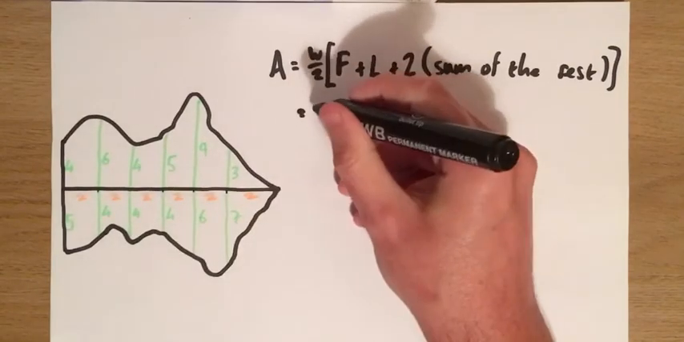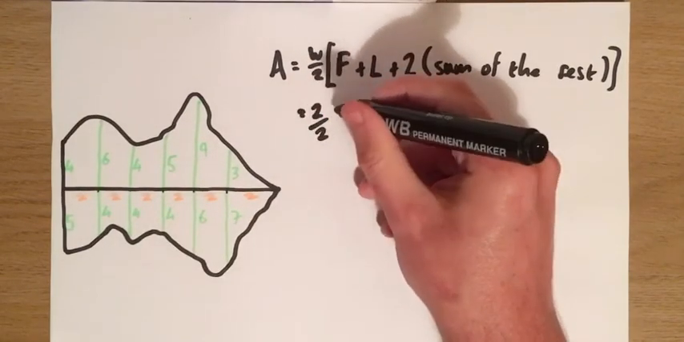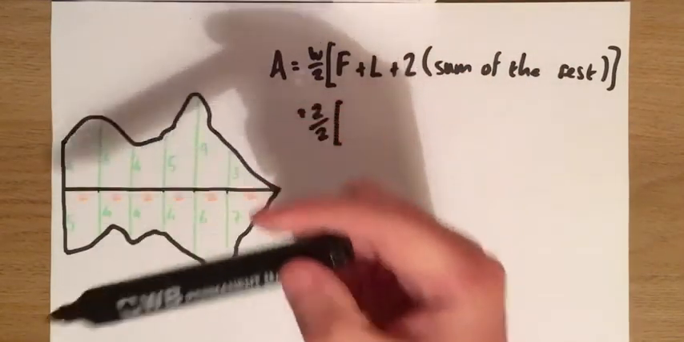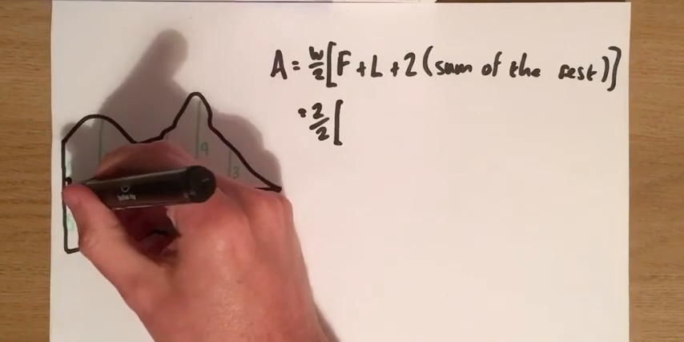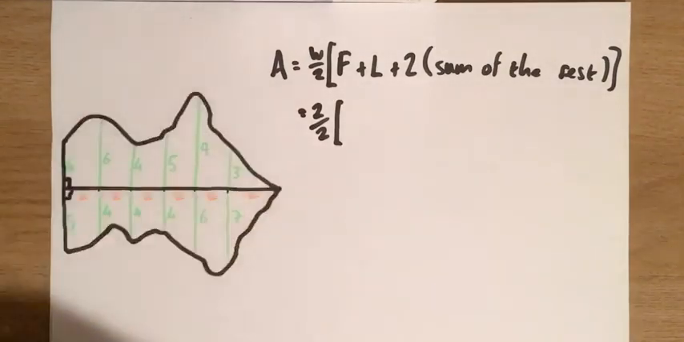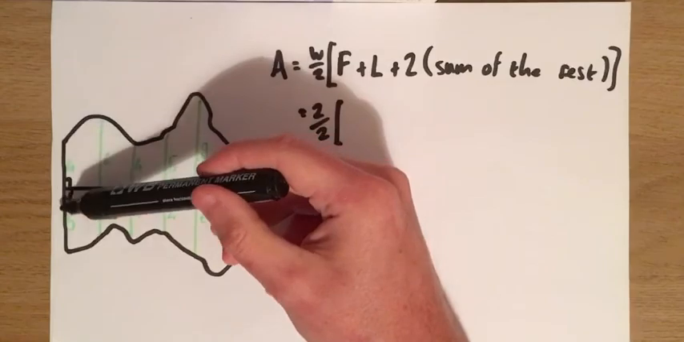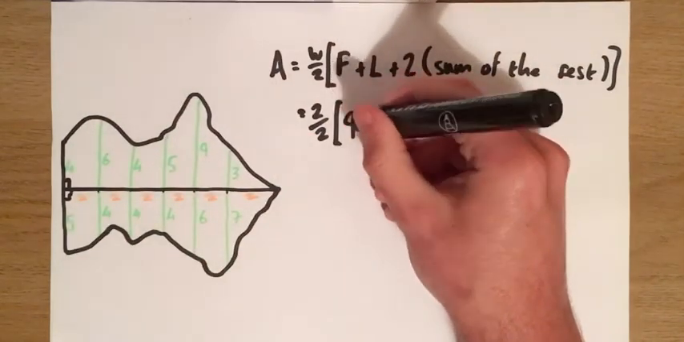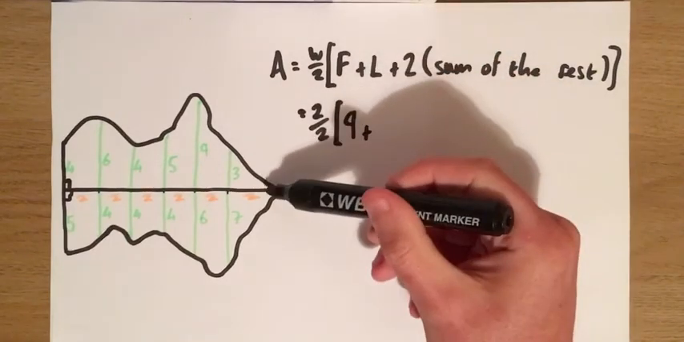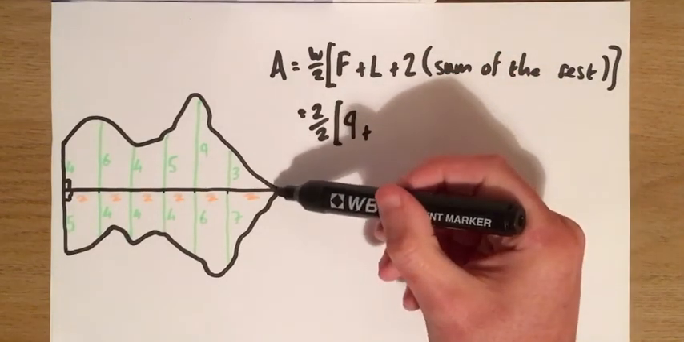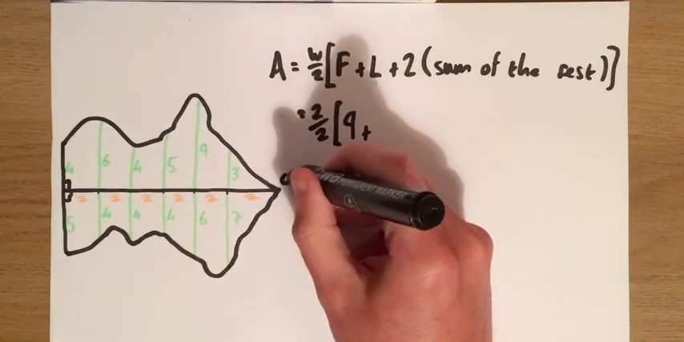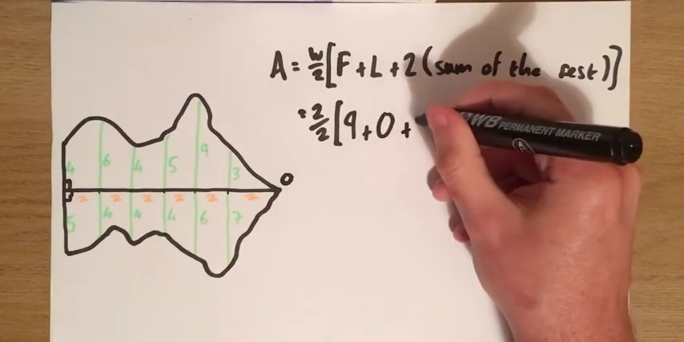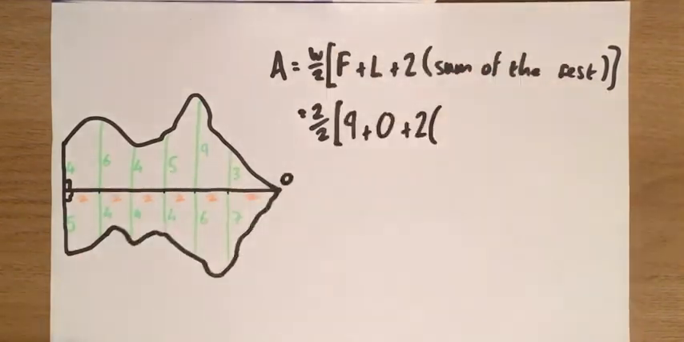That might be too clear on the video. The first height here then, if we're doing it all in one go, we'll see on the left hand side it starts with a couple of heights. It starts with a right angle, so it's 4 plus 5 is 9 is my first height. Plus my last, then it finishes in a point, so it doesn't finish at a right angle. So the last height is going to be 0. So it's 9 plus 0 plus 2 times the sum of the rest.